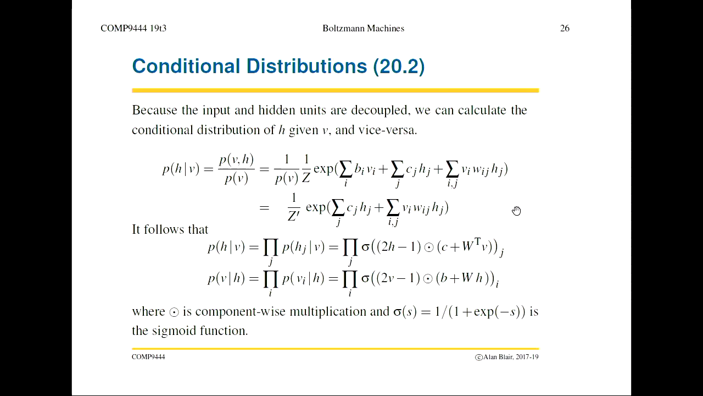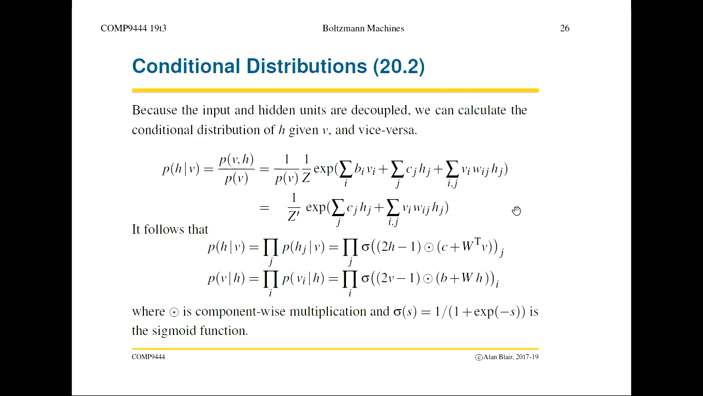We want to look at the conditional probability of H given V. That's the joint probability of V and H divided by the probability of V. Really we don't have to worry too much about the probability of V because we're only allowed to change H. So we get this Boltzmann distribution based on that energy function.